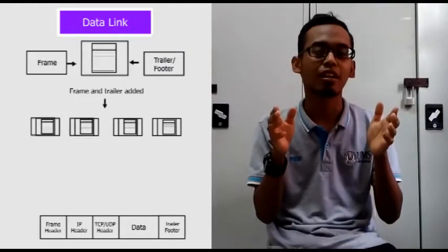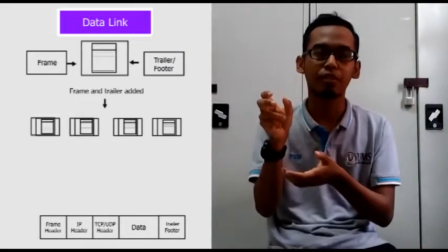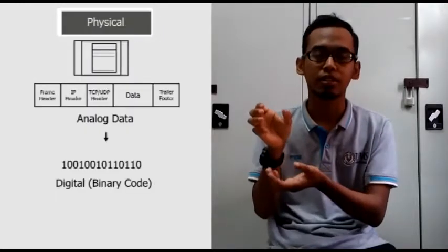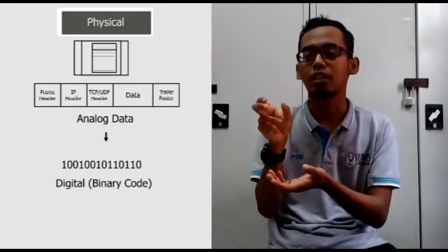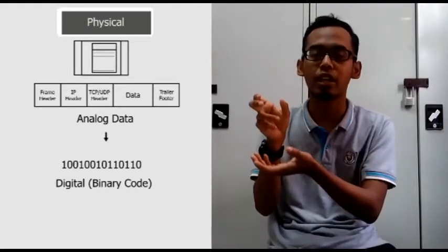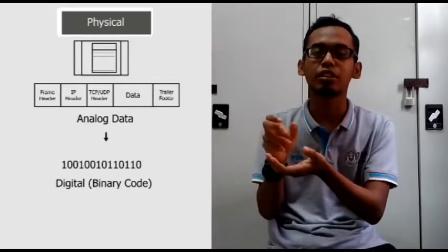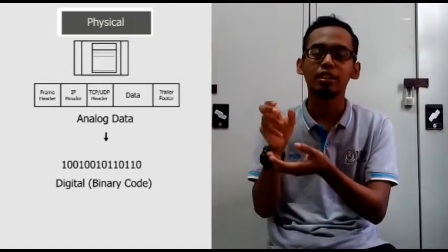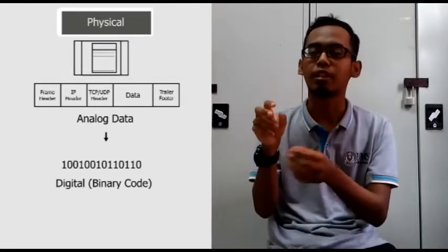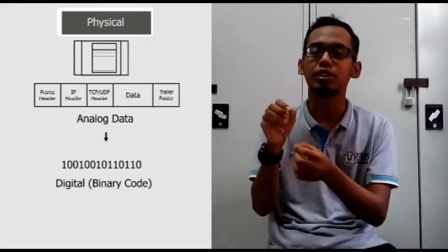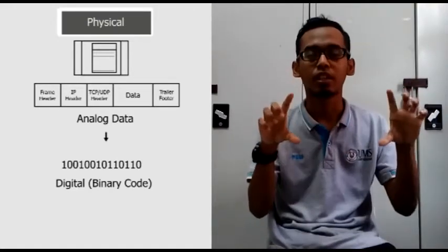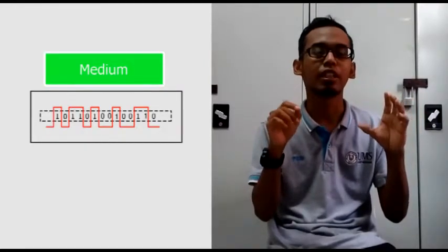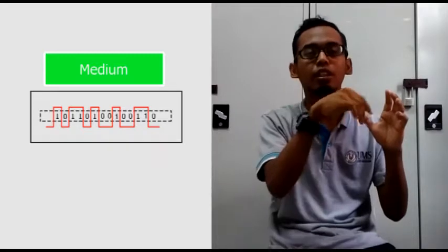Then the small packet of enveloped data will go to the physical machine. In the physical machine, the data will be converted from analog to digital. Digital is in binary form, 1010. Then this binary data is transferred into the medium. The medium is where the internet is connected to everything.